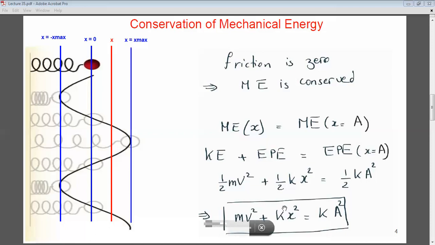So if they ask me the question, find v at a particular value of x, I come to this equation. You can do the derivation, it's so simple. You just say mechanical energy at x equals mechanical energy at x equals A: kinetic energy plus elastic potential energy equals elastic potential energy at A, half mv squared plus half kx squared equals half kA squared, which means mv squared plus kx squared equals kA squared. So if we want to get v at a particular x, I use this equation, and I will get the A from the graph, for example. Or if they ask me to calculate x at a particular v, I also use this equation.